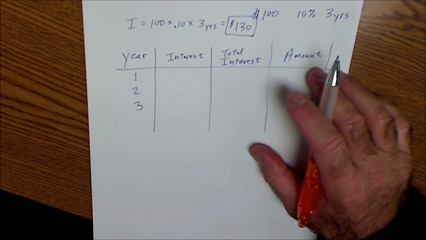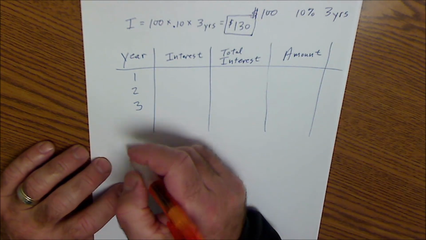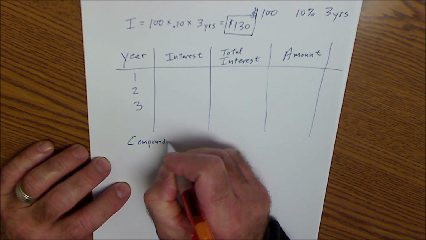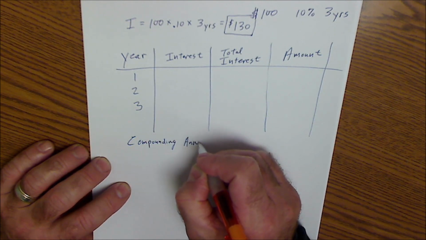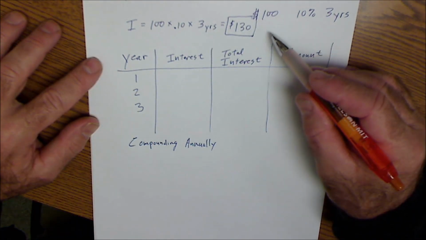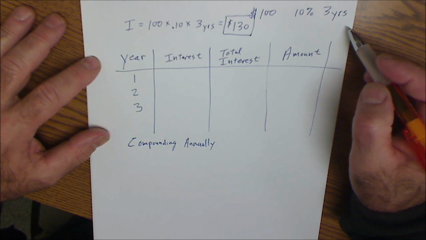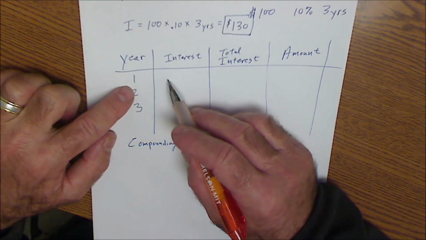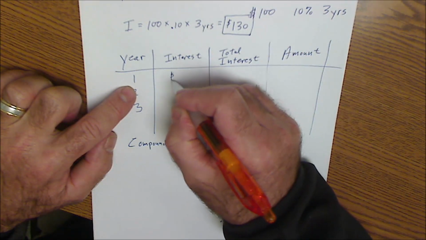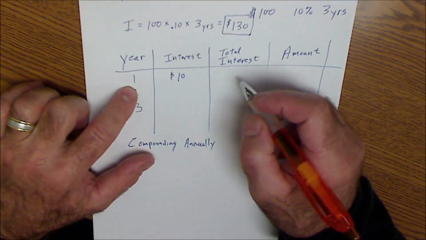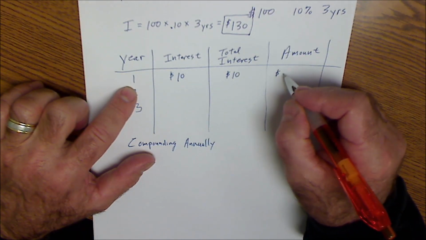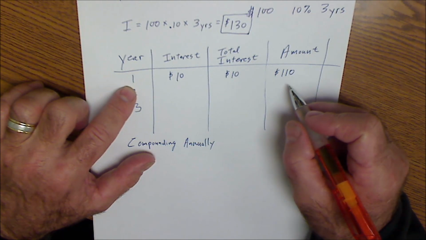Let's take a look at compounding annually. So we'll stay with the same numbers. I have $100 at 10% over 3 years. The way I'm going to do that is at the end of 1 year, I'll have made $10 interest on that $100. The total interest will be $10, and then the total amount I'll have after that 1 year is $110.